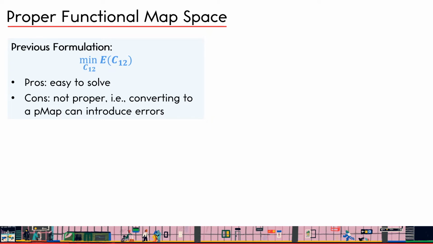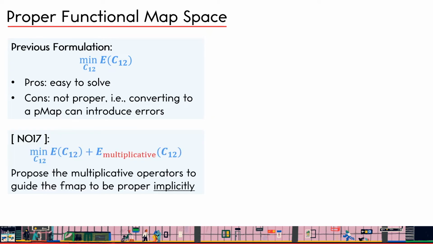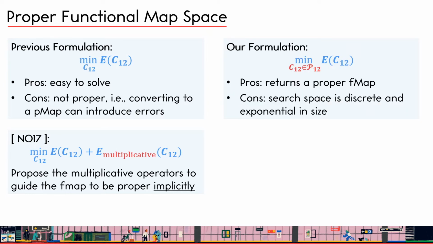In 2017, the multiplicative operators were proposed to guide the functional map optimization process towards a proper functional map. Since this new term is introduced as a soft regularizer, there is still no guarantee to obtain a proper functional map in this way. In our work, we propose to optimize a functional map in a constraint setting. As highlighted in red, we always constrain the variable functional map C to be proper. The advantage of our formulation is that we can guarantee the output is always a proper functional map.